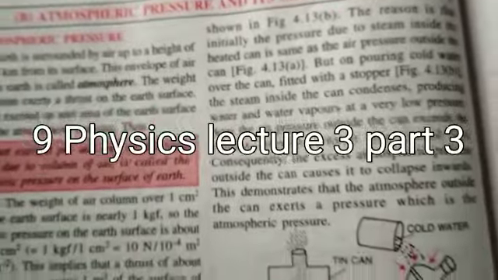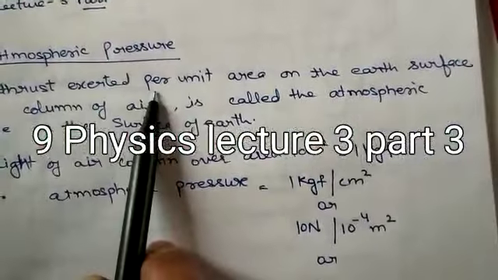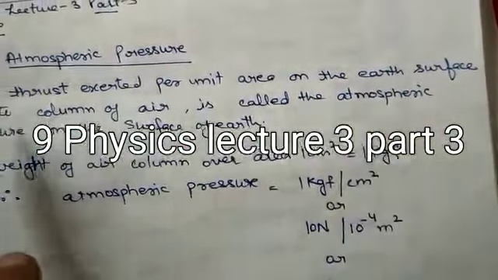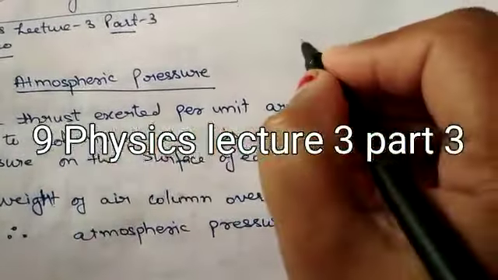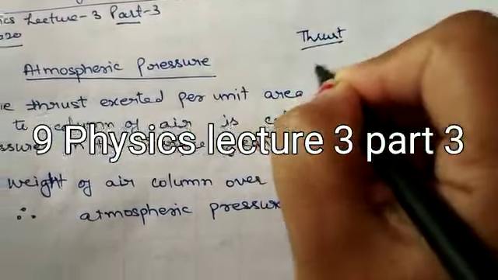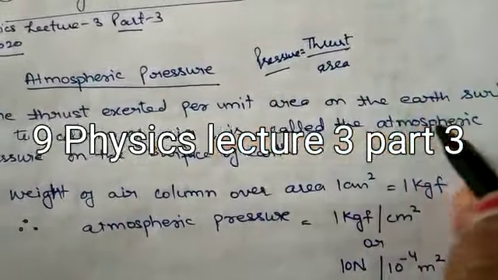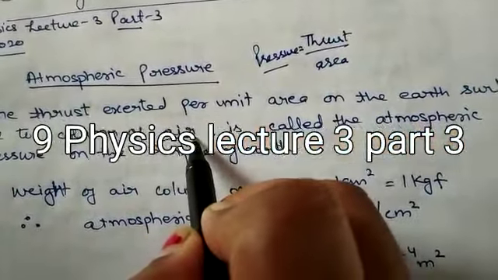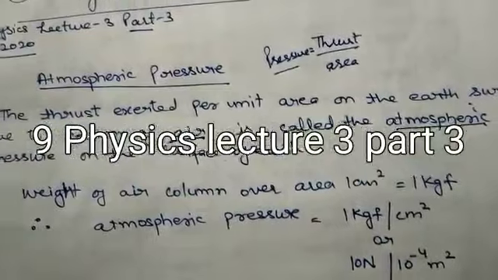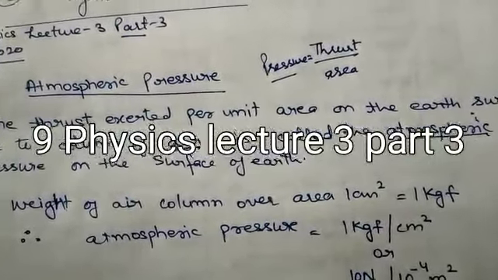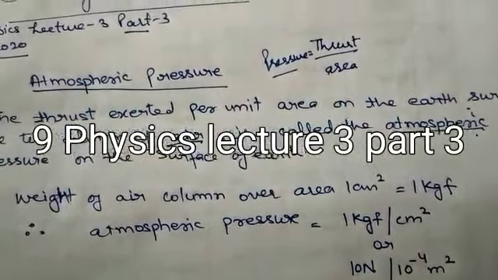What is atmospheric pressure? Atmospheric pressure is defined as the thrust exerted per unit area on the earth's surface due to the column of air. As we have already done, thrust over area is equal to pressure. So it means the air on us exerts pressure on the earth, and this is known as atmospheric pressure, as our air is known as atmosphere, and the pressure exerted by the atmosphere is known as atmospheric pressure.